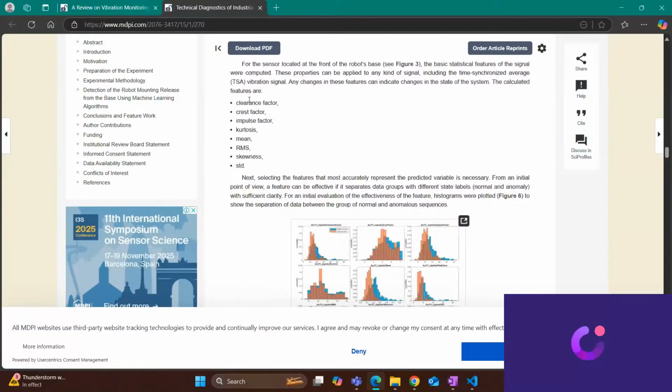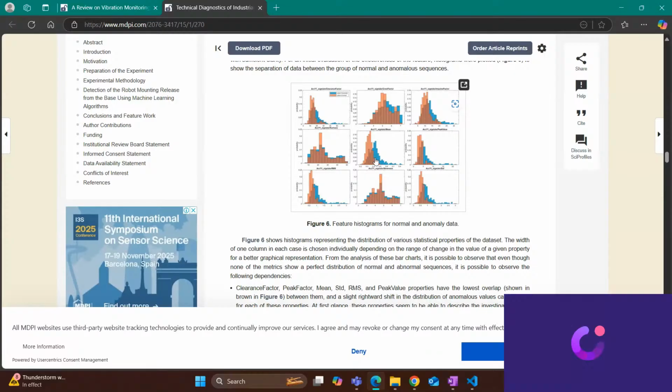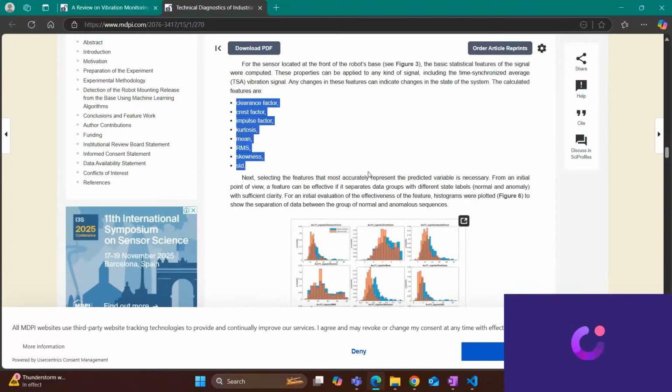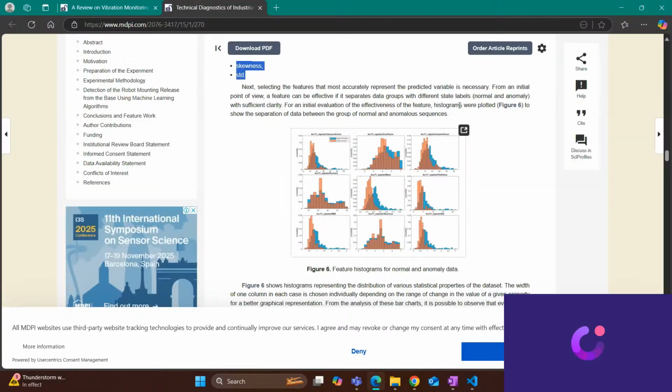They try to extract certain features and have some statistical parameters here to understand that, and plot the skewness as well as, say, kurtosis. I think you can see it here for normal data and abnormal data. How does it vary? How does that particular data shift, right?